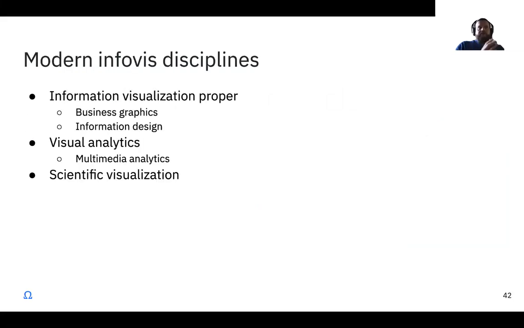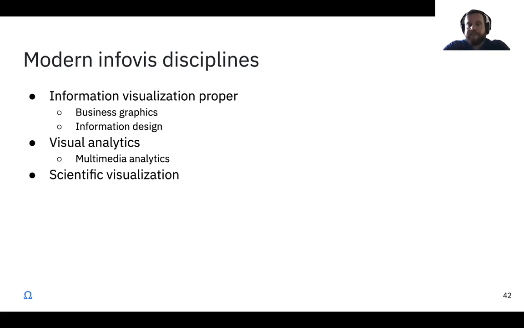So now that we know what data means and what visual representations are, let's unpack the modern InfoVis disciplines. Information visualization is split into, well, information visualization proper, as I like to call it, the study of transforming data into visualizations. That has two subdisciplines: business graphics and information design. Another subdiscipline is visual analytics, the tools to analyze challenging data sets. We're going to be discussing visual analytics in this course quite heavily as well.